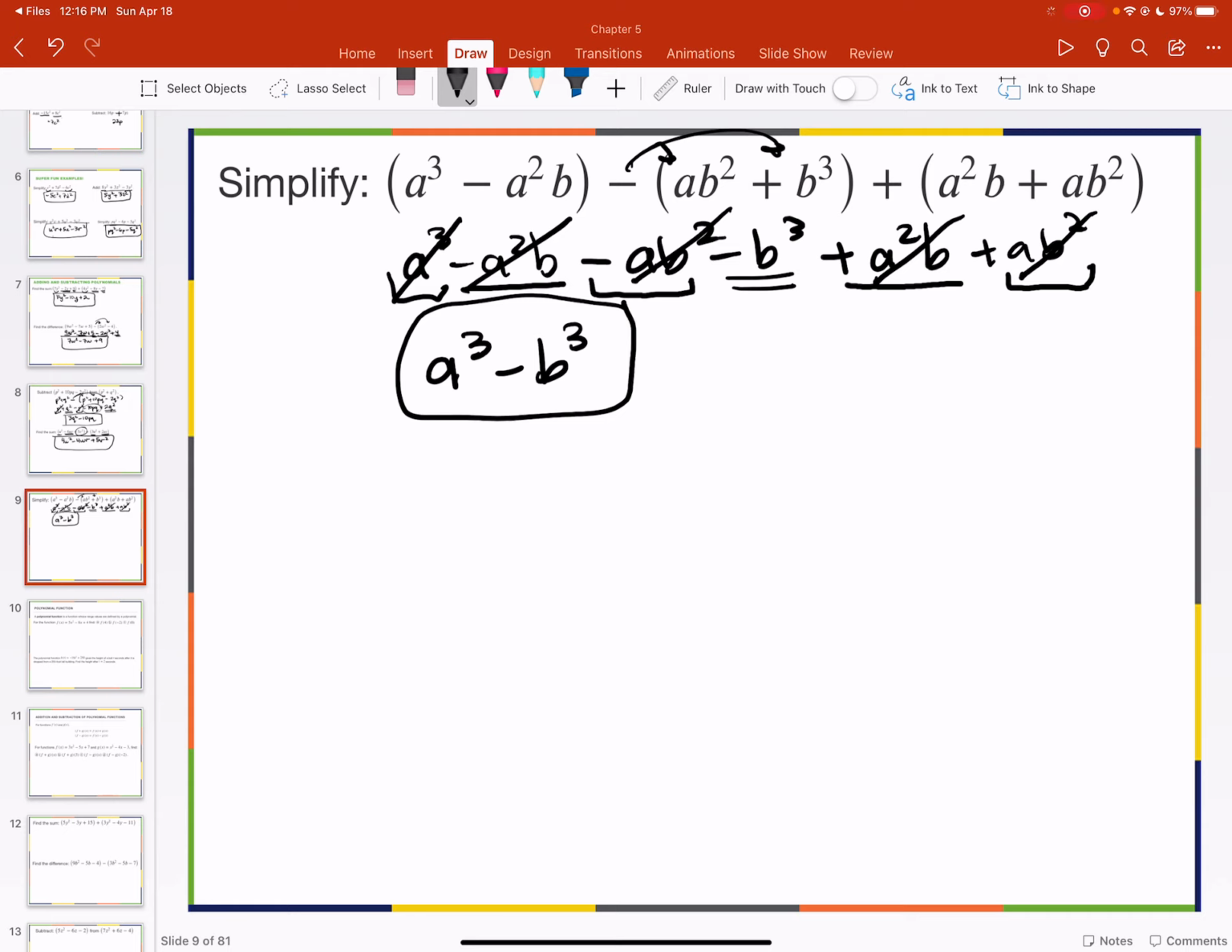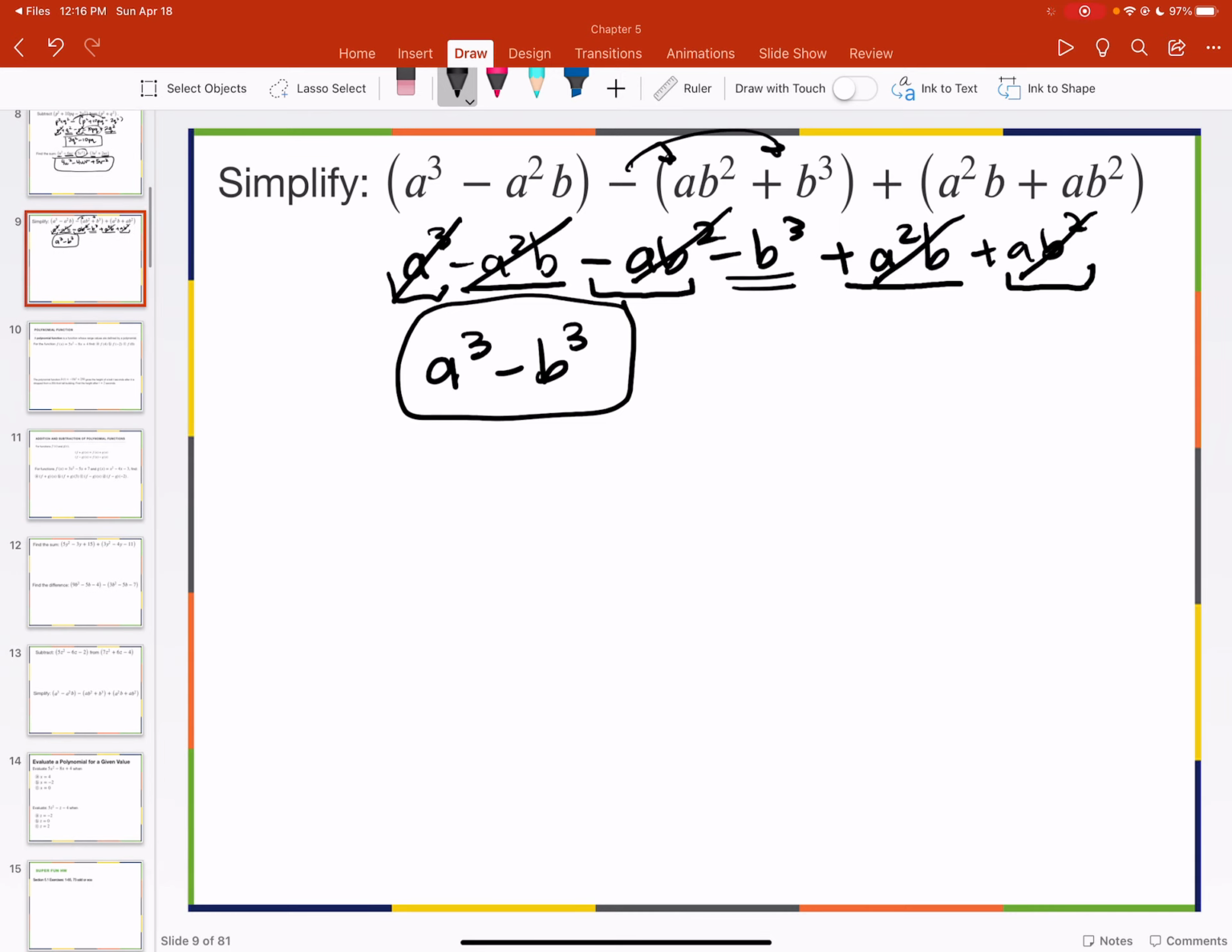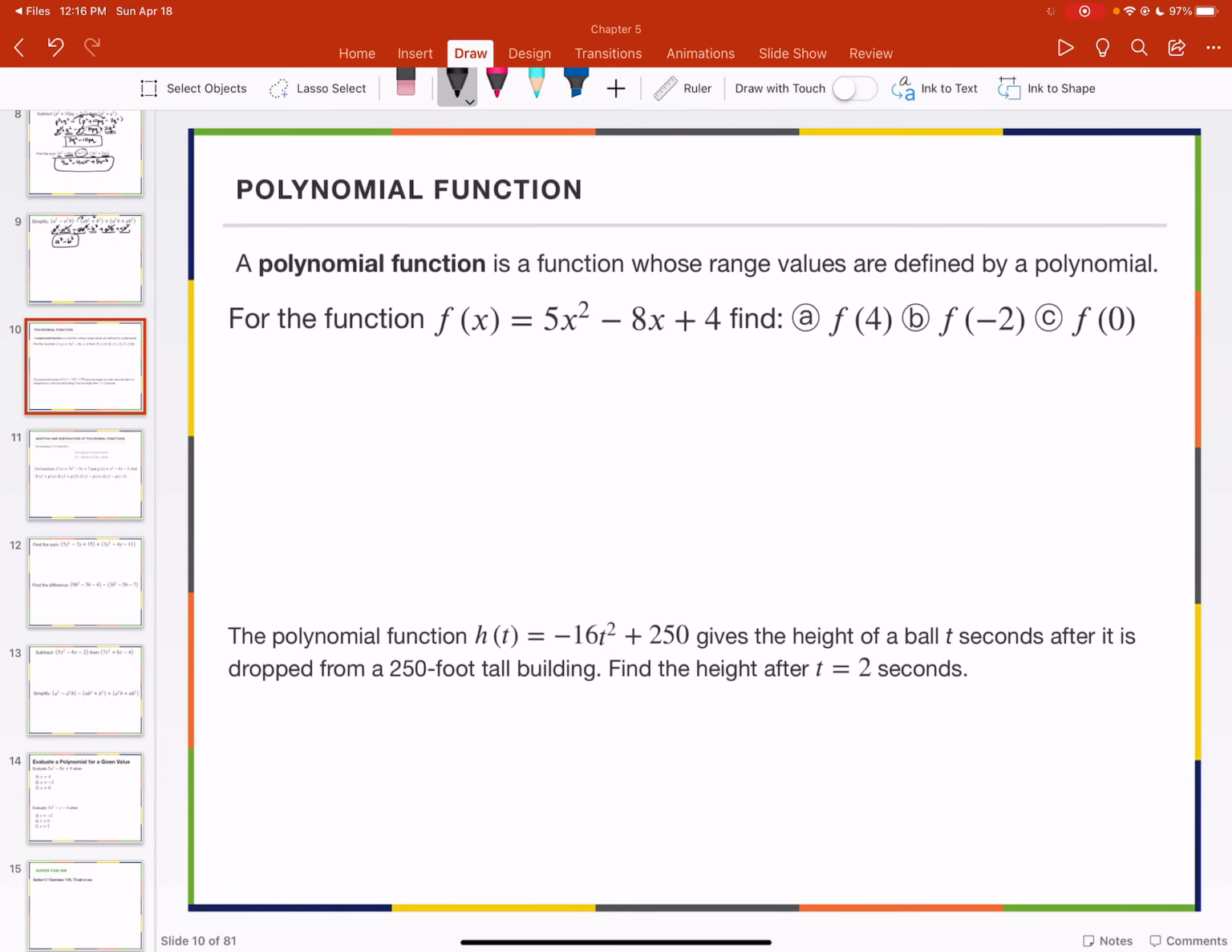Okay, so something that might seem so super complicated is actually not that complicated. With practice, my friends, you'll get there. Okay, so a polynomial function is a function whose range values are defined by a polynomial. That's fine. Or just think of it as the output.